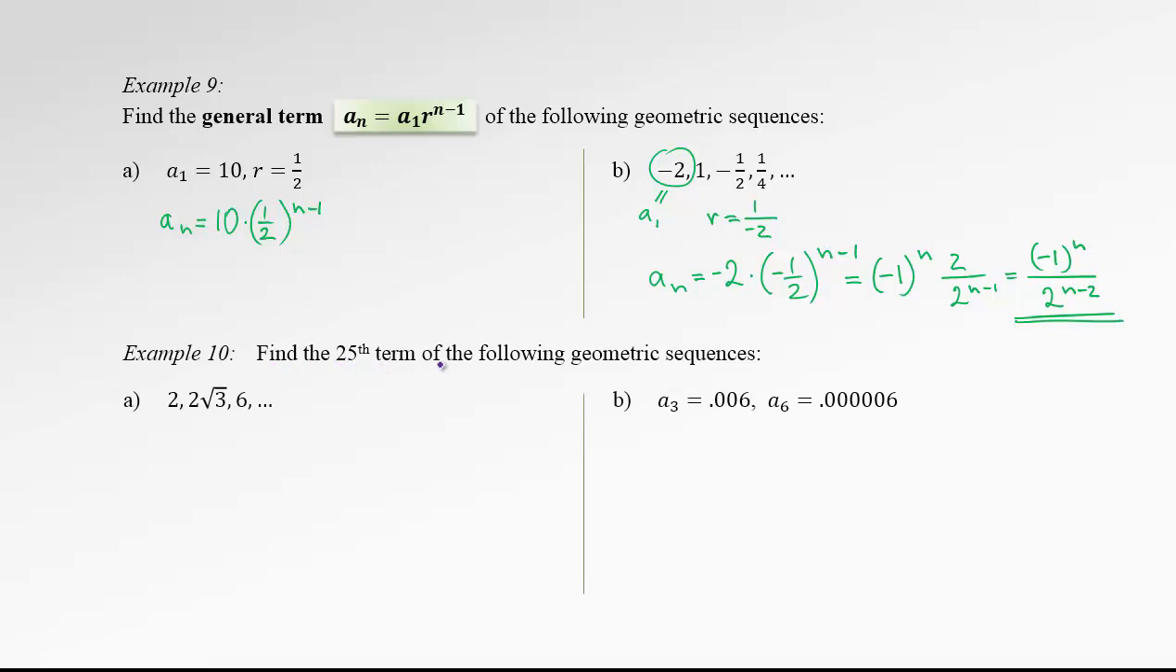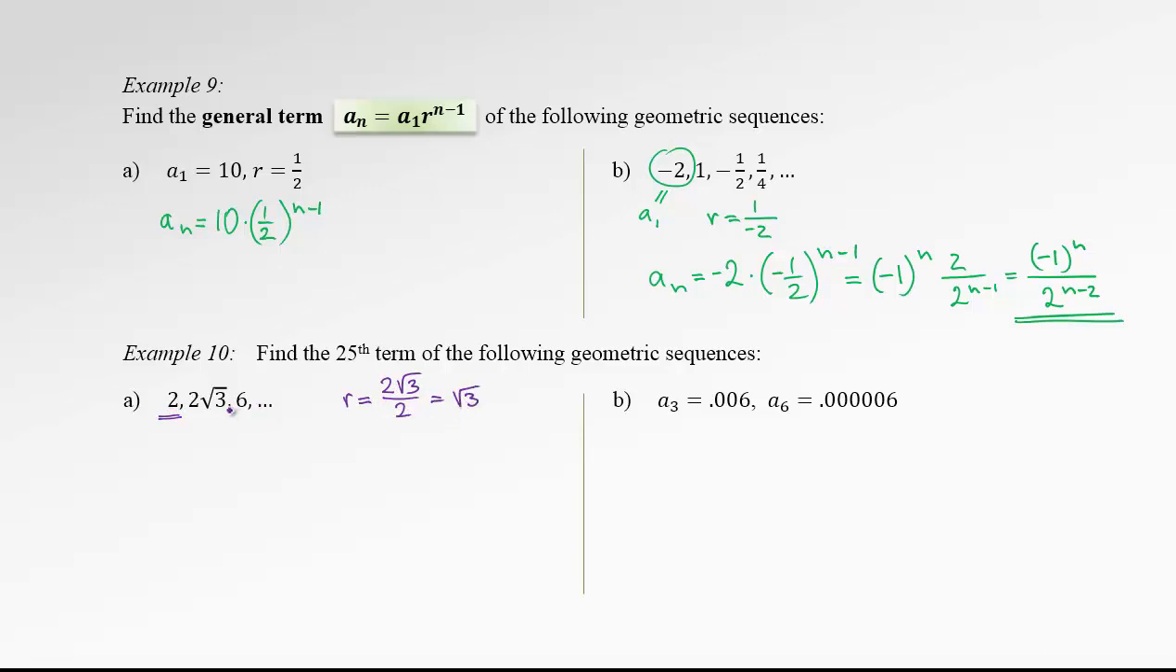Find the 25th term of the following geometric sequences. And here we have two ways of doing so. We could either find the nth term of this geometric sequence and then find the particular 25th term, or we can directly find the 25th term from this formula. In both cases, we need to have a1, which is given here, and r. So what's our r? r is a term divided by the previous term. So 2√3 divided by 2, that's the same as √3.